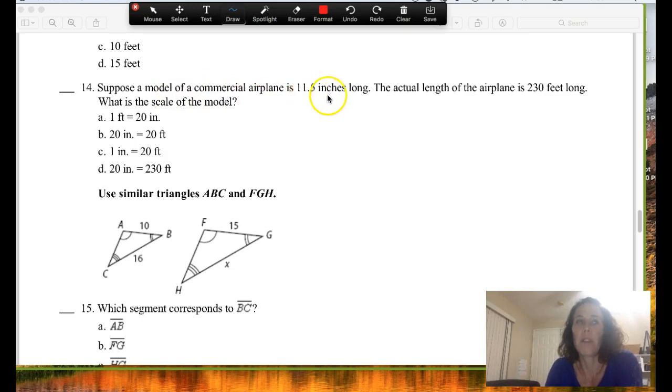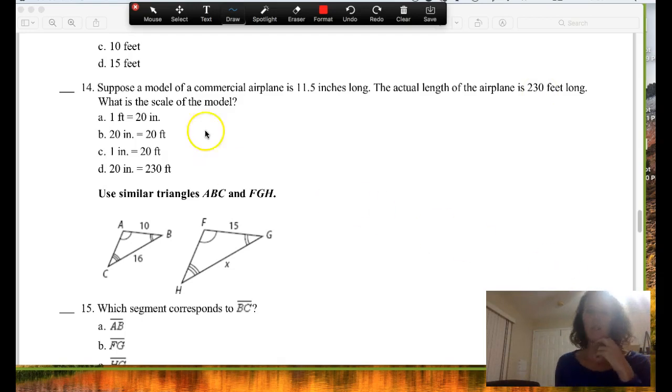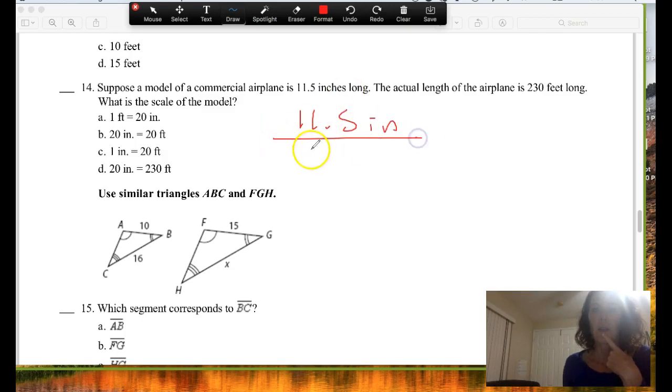It's 11.5 inches long. The actual length of the airplane is 230 feet. And they just want us to make the scale. So if 11.5 inches is actually 230 feet, we just need to reduce this to a unit rate. I'm not going to make it in feet. I'm going to make it in inches. 1 inch is how many feet?